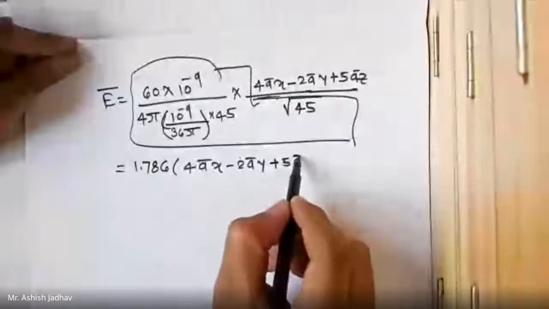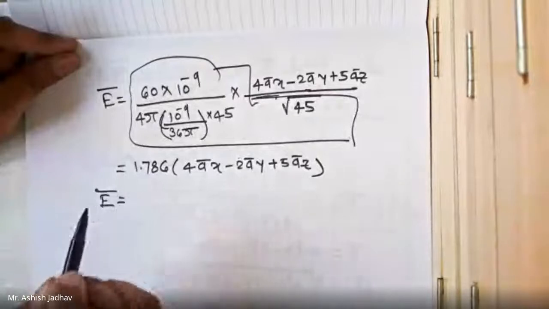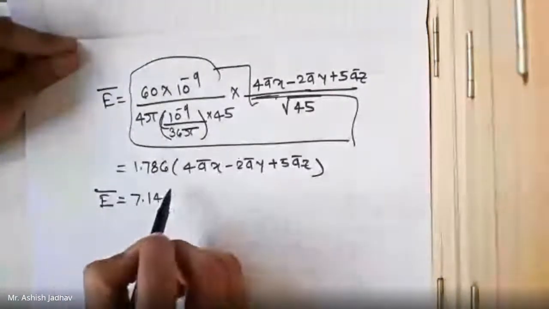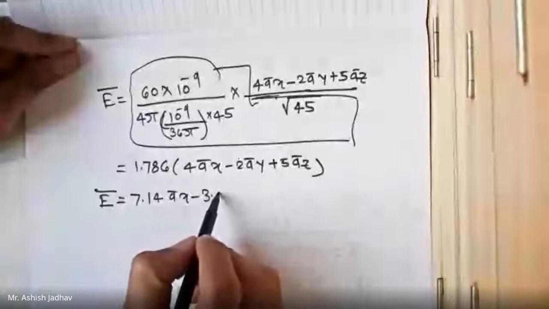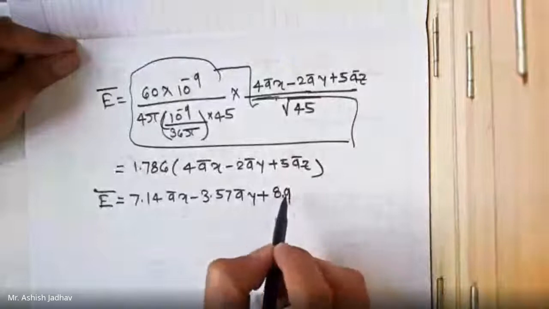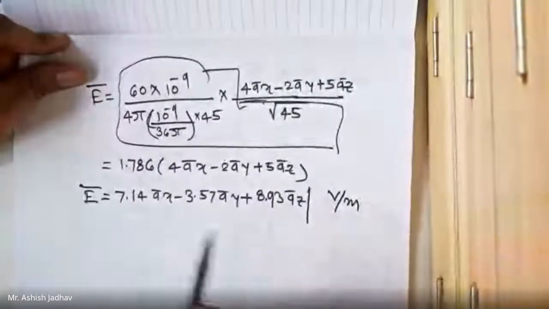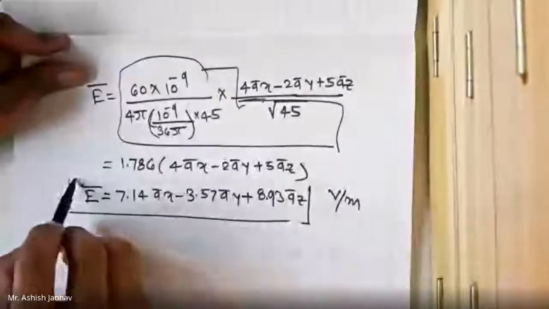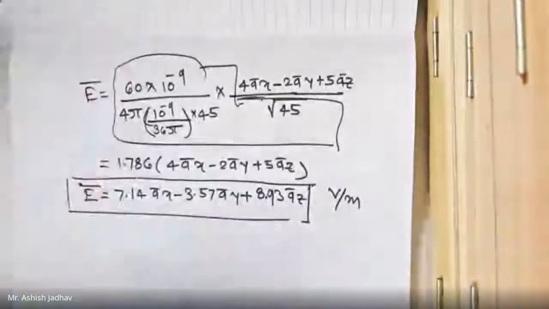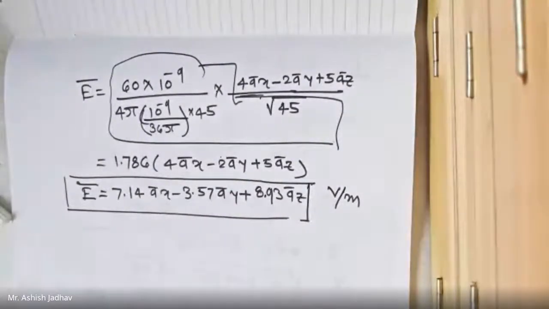bar z. Right? So if you multiply this inside the bracket, E bar is equal to 7.14 a bar x minus 3.57 a bar y plus 8.93 a bar z. And what is the unit? Unit is volts per meter. So this is the answer for electric field intensity at the point because of a charge of 60 nanocoulomb. Did all of you get this answer? Yes, sir.